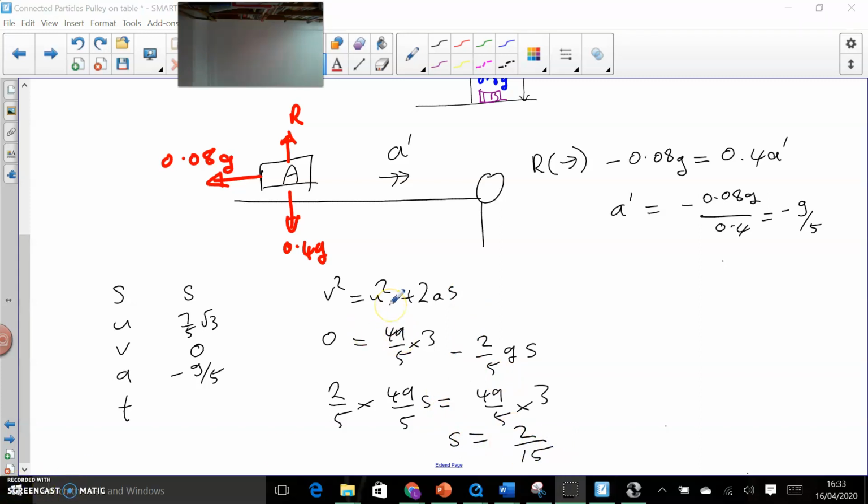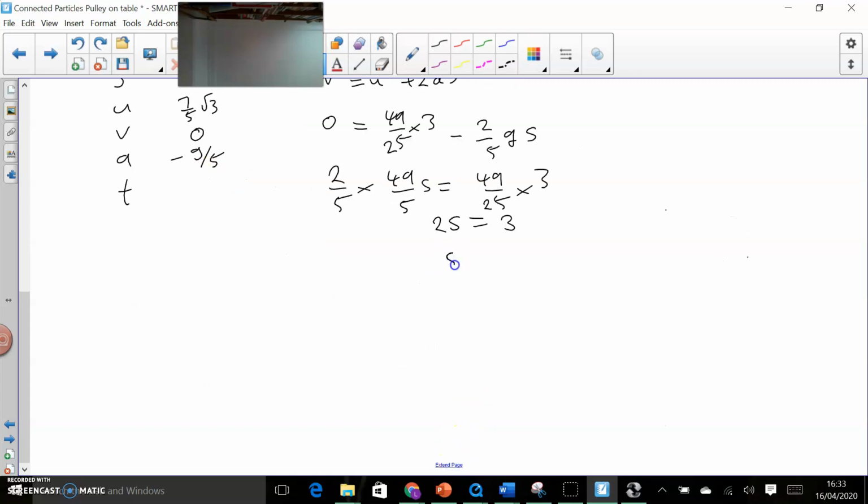No, I've made a mistake there. U squared was 49 over 25 times 3. So we have 25 here. So dividing by 49 over 5. Oh, wait a minute. So that will be 2 times 49 over 25. So dividing by, we get 2s equals 3. Okay, so s equals 1.5.